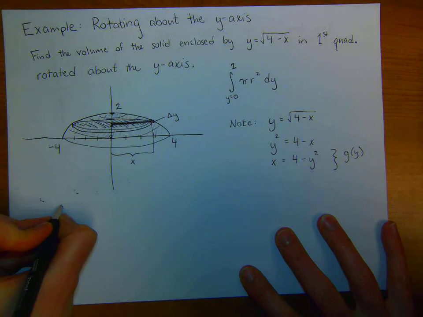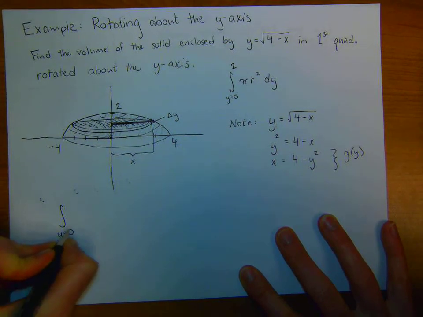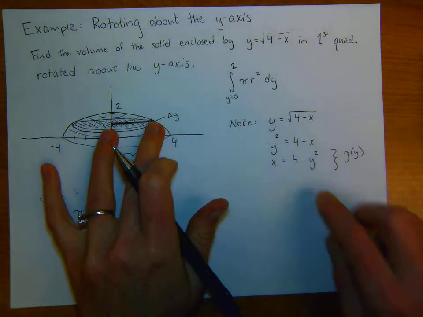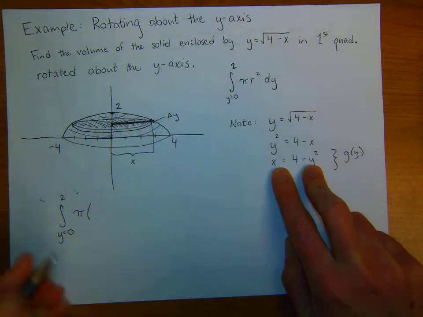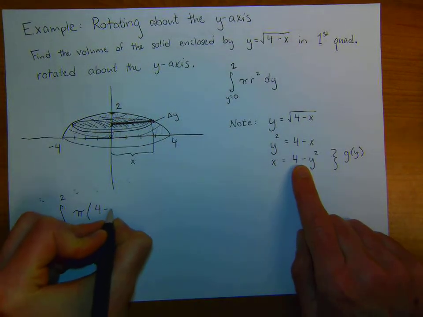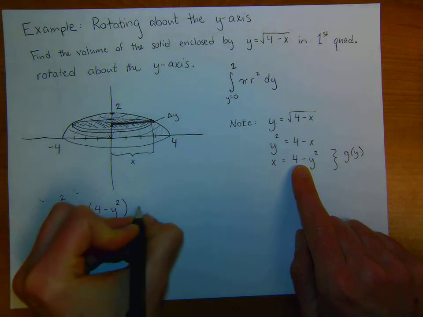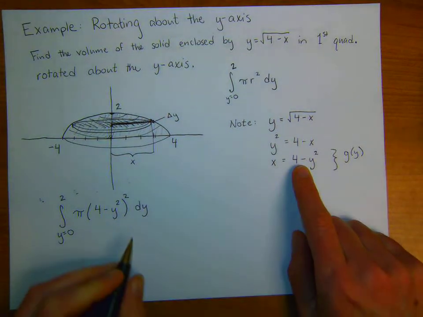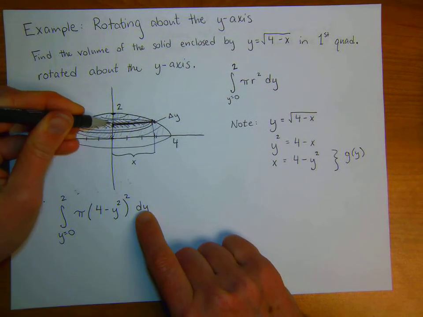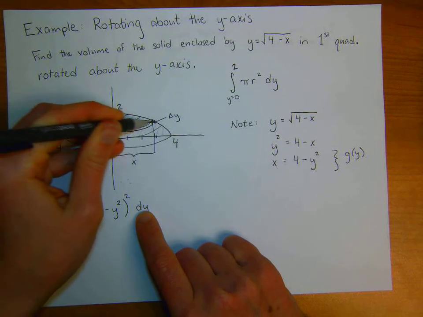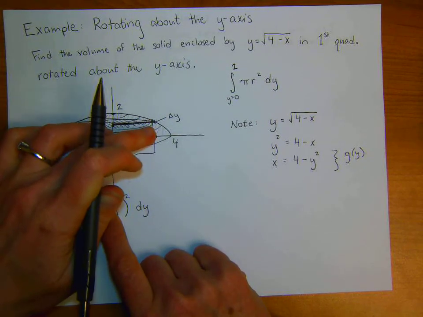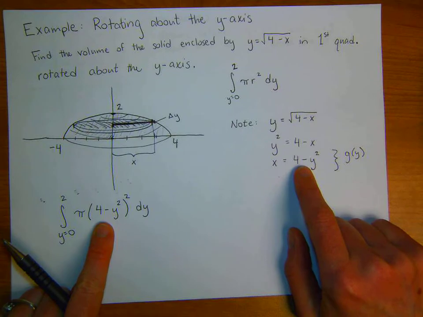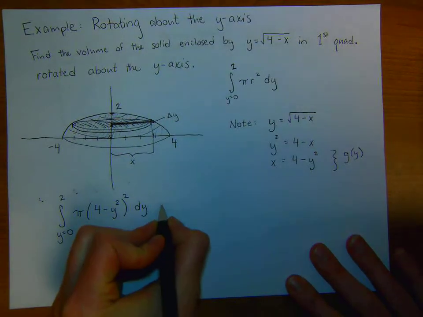So that means that my integral in this case is going to be, as y goes from 0 to 2, of pi times the radius squared, and the radius is given by the inverse of this function, which is written as 4 minus y squared, dy. The width of each coin is this little delta y width, and the radius of each coin is x, but we rewrote x in terms of y by solving for this function. That's the hard part. Now the easy part is to complete the integration.